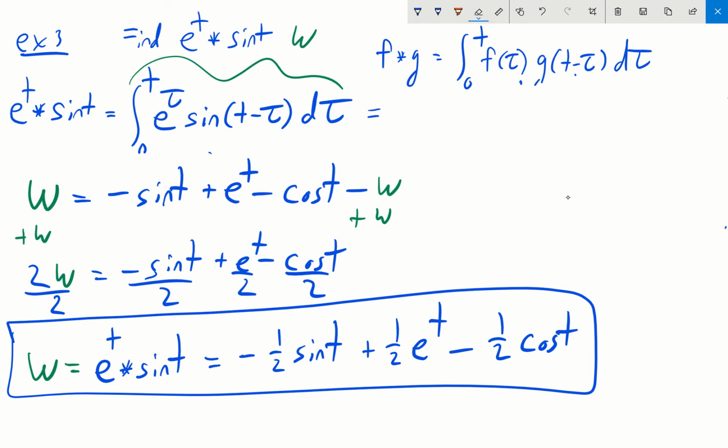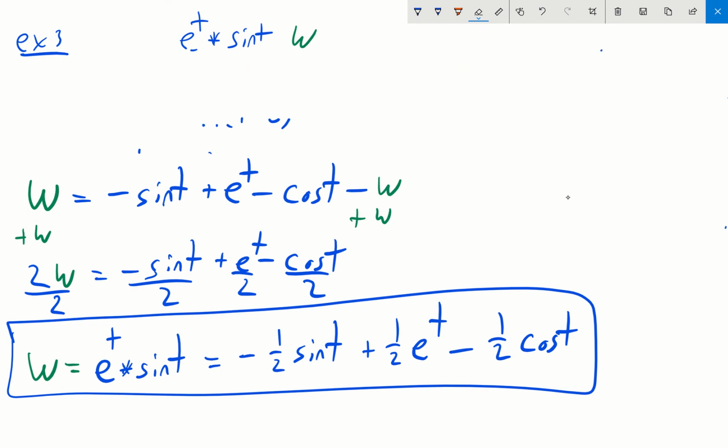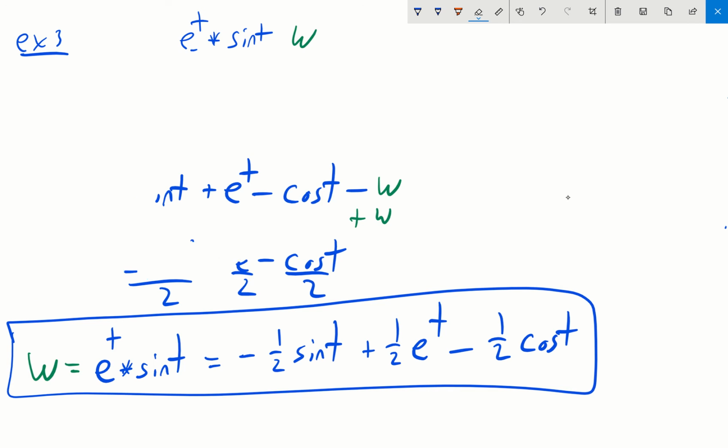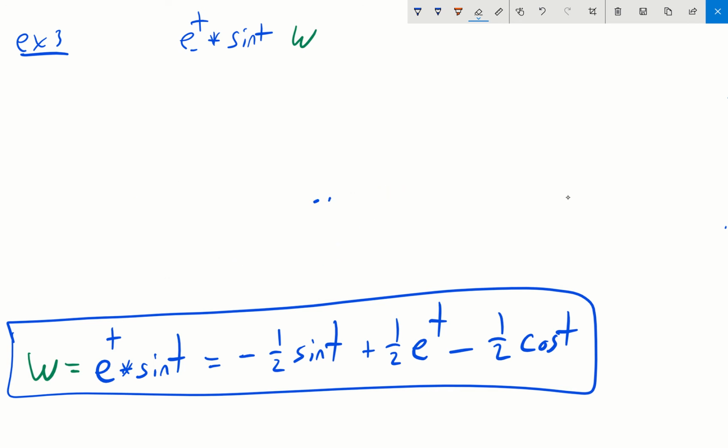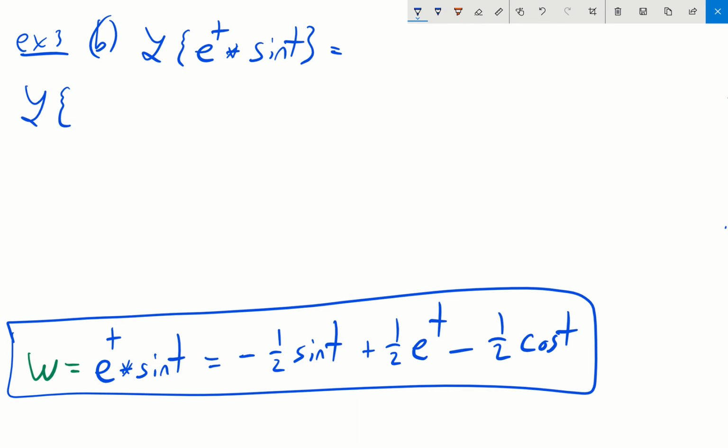For the second half of this problem, let's now go ahead and find the Laplace transform of this convolution. So for part B, we want to find the Laplace transform of e to the t convoluted with the sine of t. This is equal to, well, we just found what the convolution is equal to as a function of t. It's negative 1/2 sine t plus 1/2 e to the t minus 1/2 the cosine of t.